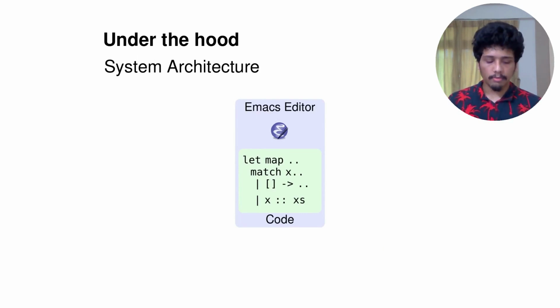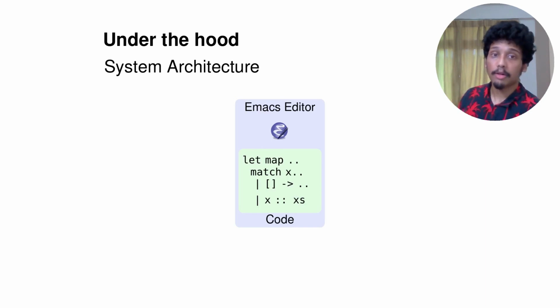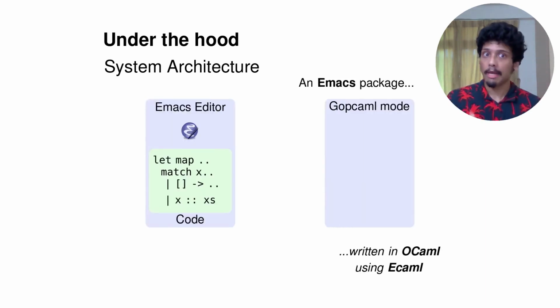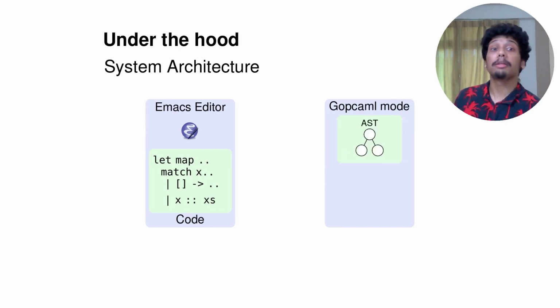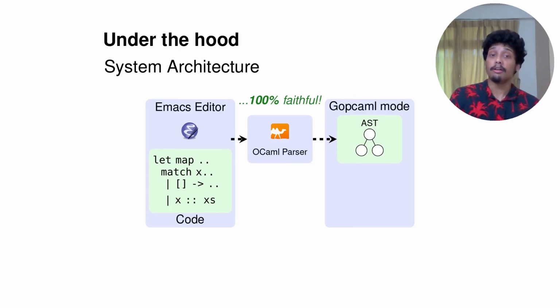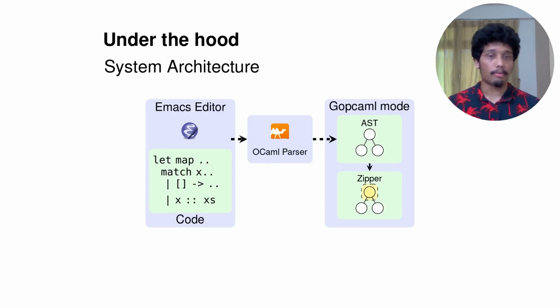So our architecture begins with this instance of the Emacs editor, which has a buffer that contains the code that the user is editing. On top of this, we provide a package, GopCaml mode, that is actually written in OCaml using Jane Street's ecaml library to allow us to dynamically bind to the Emacs instance. With this package set up, in order to build the AST, because we're writing in OCaml, we can just reuse the OCaml parser to get 100% faithful parsing of the user's code. And once we've done this, we can then convert the AST into the zipper using the operations that we've seen previously. And with this, the package is set up.